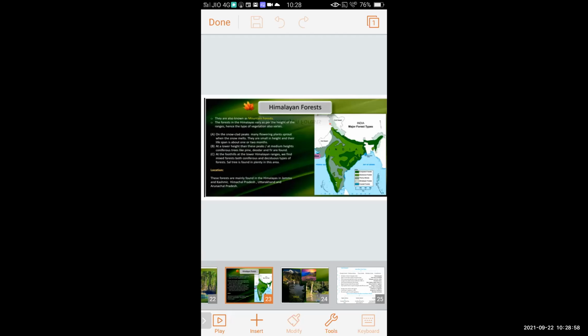So on the snow-clad peaks, many flowering plants sprout when the snow melts. They are small in height and their lifespan is about 1 or 2 months. This is at the peak of the mountain.